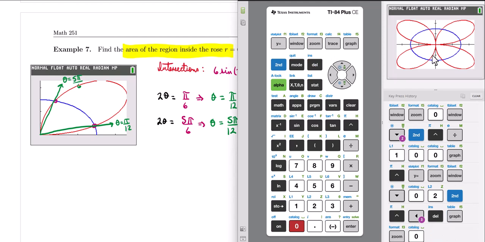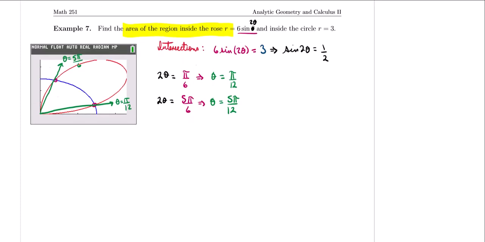There we go. Graph it and change zoom to zoom fit. Okay, so we're going to be looking for all of this area. However, since we have symmetry, we just need to find the area that's trapped between the circle and one petal, and then just multiply that area by 4. Okay, so let's go ahead and take a look here. So what is our region of interest?